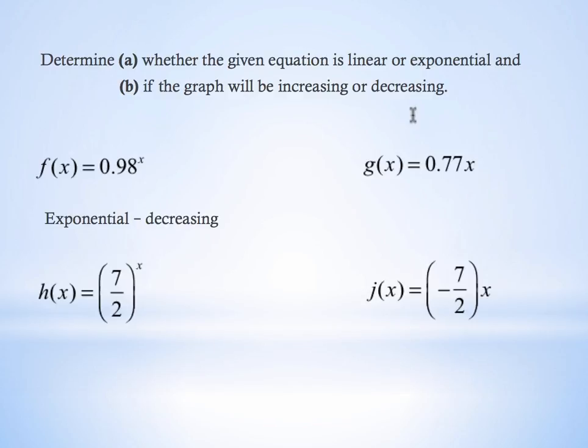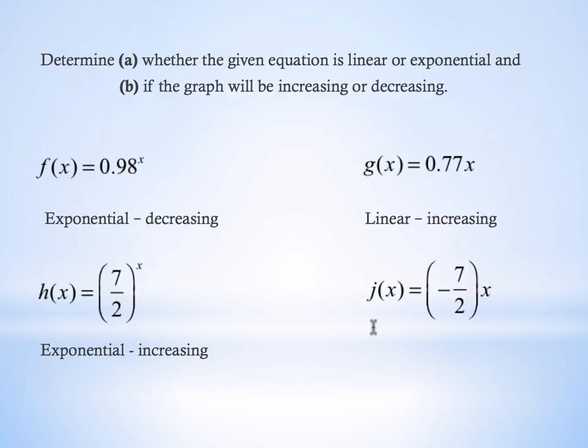G of x equals 0.77 times x is going to be linear because we're multiplying x instead of raising it as an exponent. Since my slope here, 0.77, is positive, we have a linear increasing function. H of x equals 7 halves to the x. 7 halves is going to be greater than 1. X is in the exponent position, so it's exponential, and we're going to be increasing.